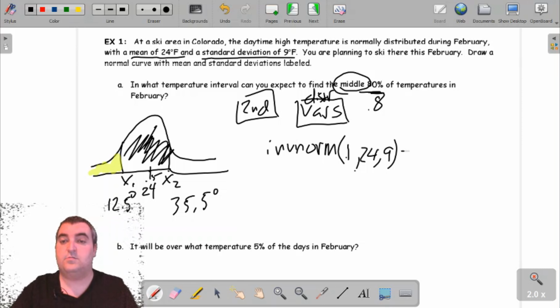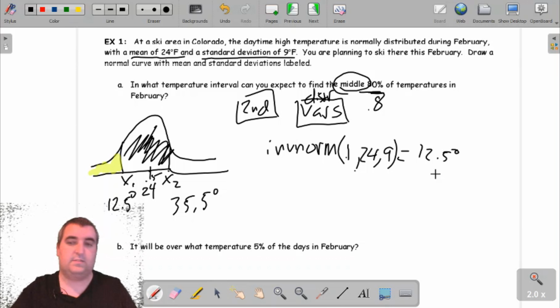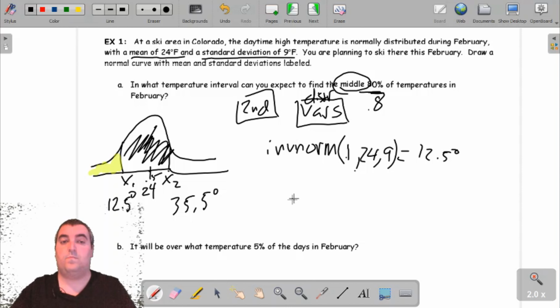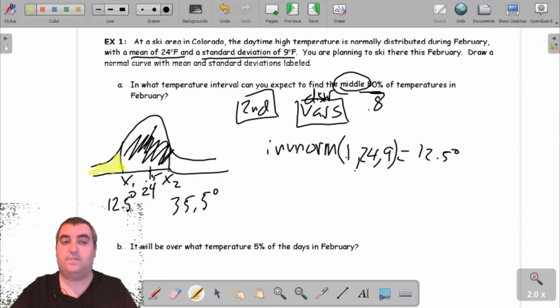You hit enter, and it will give you the 12.5 degrees. Then you're going to do inverse norm again, but now to find this one all the way over here.